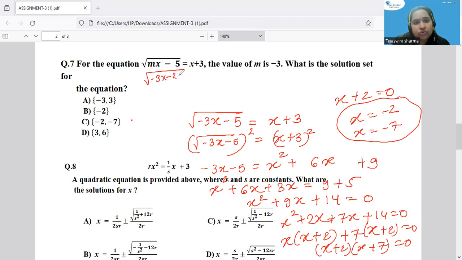So negative 3 into negative 2, and this negative 5, then negative 2 plus 3. On solving, I am getting here negative 6, and sorry, positive 6, negative 5 is equal to 1, and 1 is equal to 1, right? So this one is correct. The negative 2 is correct.